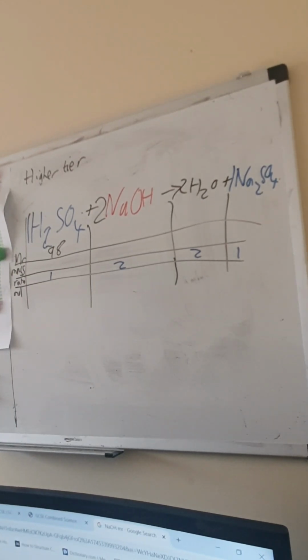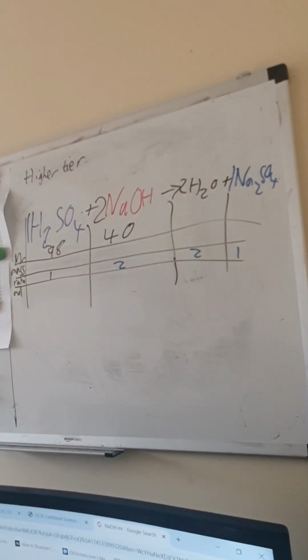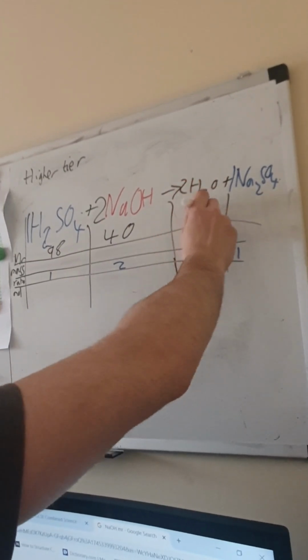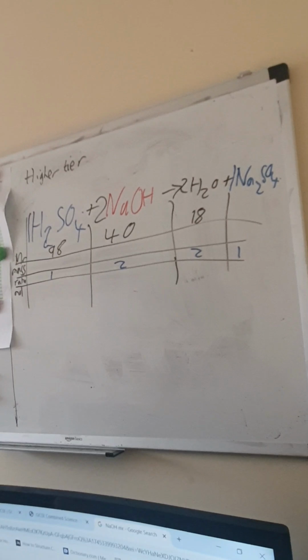Alright, so we've had a little go at that. Now we'll look at our sodium hydroxide. That is 40. Water, come on. Start learning some of these off by heart. Some of the more common ones, like sodium, like water, you can just learn to know. And then sodium sulfate is the last one. I'll give you a moment for that.